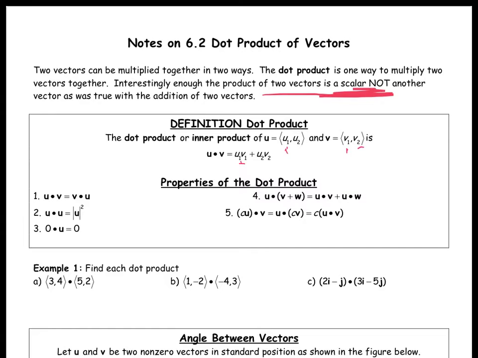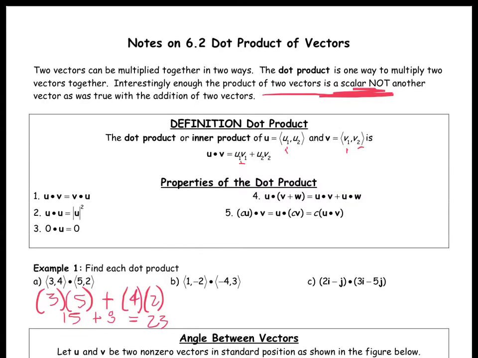Okay, the first example says to find each dot product. You have a vector in component form, 3, 4, and you're going to multiply it times another vector, which doesn't give you a name, in component form 5, 2. I multiply the first components together and then the second components together. So I'm going to have 15 plus 8, and that's 23. Not a hard concept, multiplying vectors.